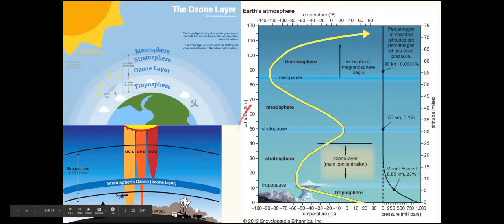Now, these are just some images to highlight what I just said. Again, the ozone layer is somewhere in the middle of the stratosphere. That's where you're going to see a big increase in temperature. And that's because the ozone layer absorbs a majority of the radiation from the sun.